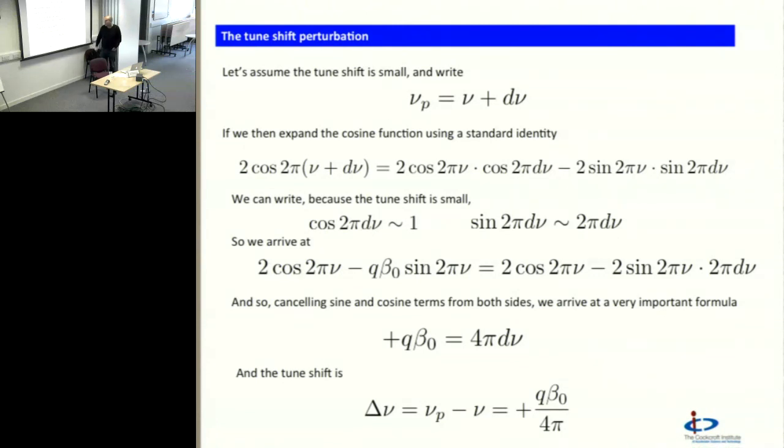So I arrive at this formula. The tune shift, the perturbed tune minus the unperturbed tune, is given by plus Q, the quadrupole field, times the beta where this error is at, divided by 4 pi. That's a well-important expression.